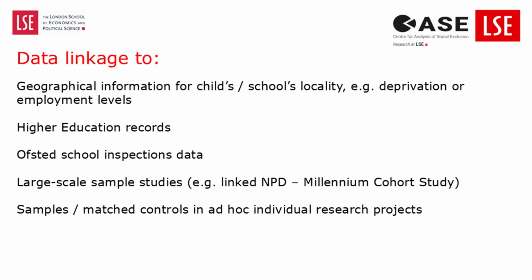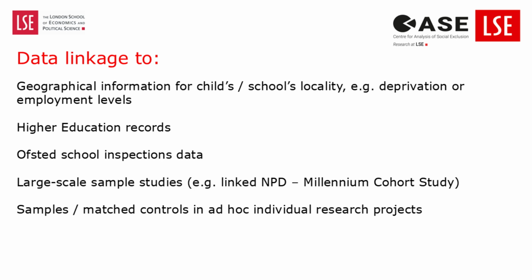And then a lot of data linkage is possible and has taken place with the NPD. So obviously because we've got the geographical information, we can link that to more information on the child's locality or the school's locality, things like deprivation or employment levels. We can link on to higher education levels and follow the children through post-compulsory education. We can link to school inspections data, so the grade that's given by the Ofsted Inspectorate to the school.